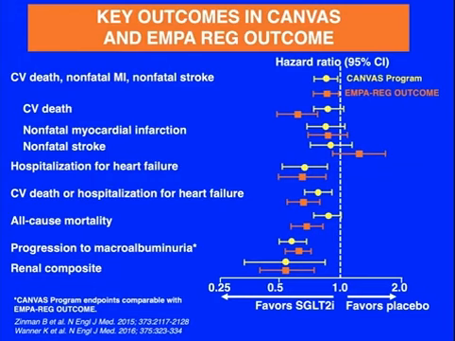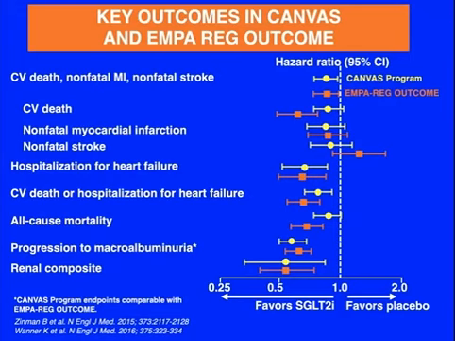And in yellow at the top is CANVAS. In orange right below it is the EMPA-REG outcome for the MACE endpoint of cardiovascular death, non-fatal MI, non-fatal stroke. And you can see that these 2 drugs are virtually identical, about a 14 to 15% reduction in the MACE endpoint. But there are some significant differences in the individual components of the MACE endpoint.